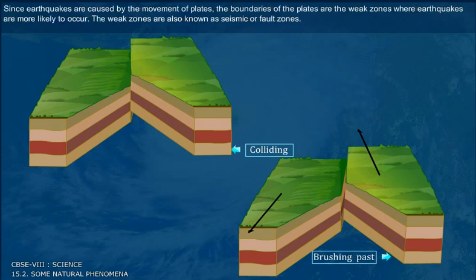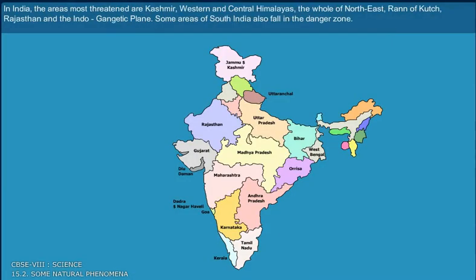Since earthquakes are caused by the movements of the plates, the boundaries of the plates are the weak zones where earthquakes are more likely to occur. The weak zones are also known as seismic or fault zones. In India, the areas most threatened are Kashmir, Western and Central Himalayas, the whole of Northeast, Rann of Kutch, Rajasthan, and the Indo-Gangetic Plain. Some areas of South India also fall in the danger zone.